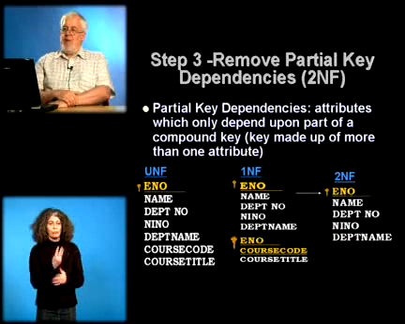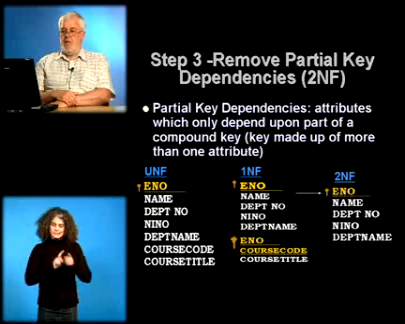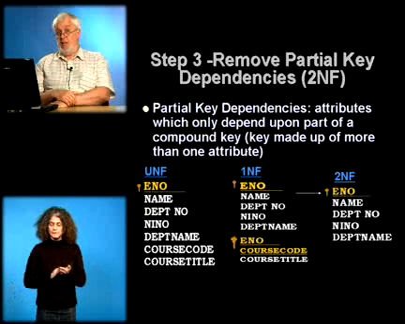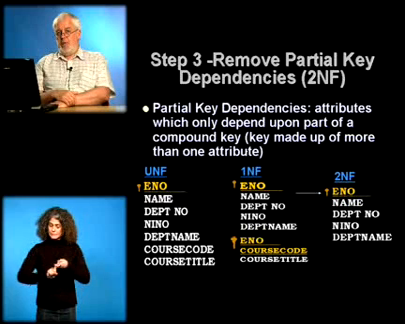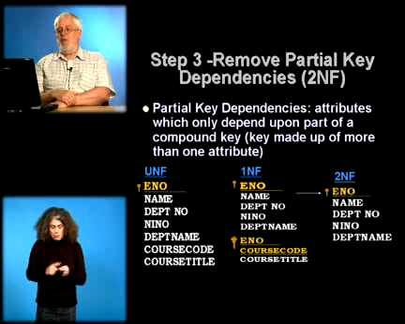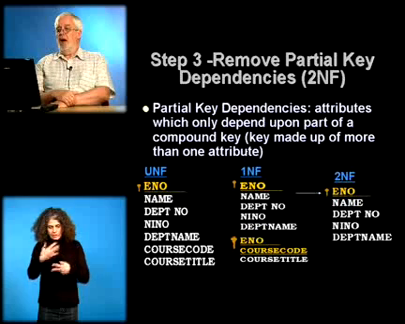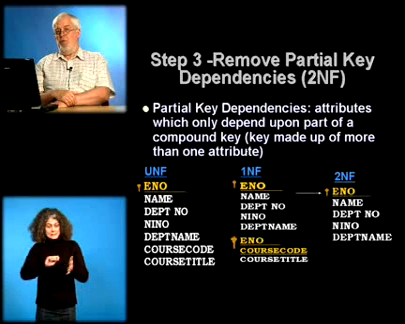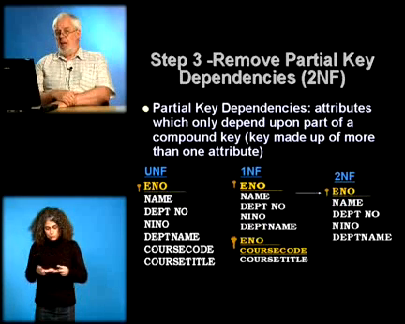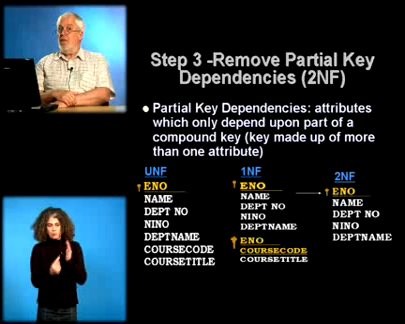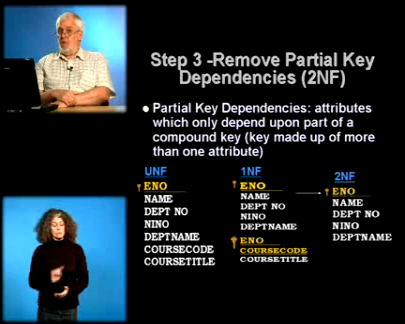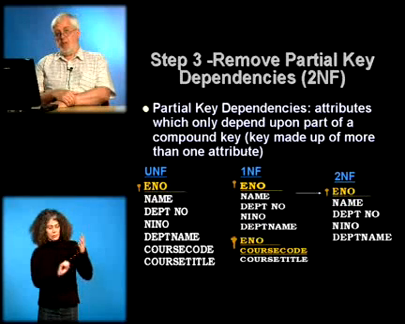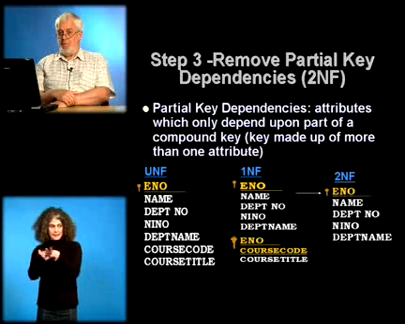Step three is to remove partial key dependencies, which is called moving to second normal form. Partial key dependencies are attributes which only depend upon part of a compound key, a key made up of more than one attribute. And in this case, we only have one compound key. That's the key in the second table. So the first table, the top table, moves across to second normal form unaltered.